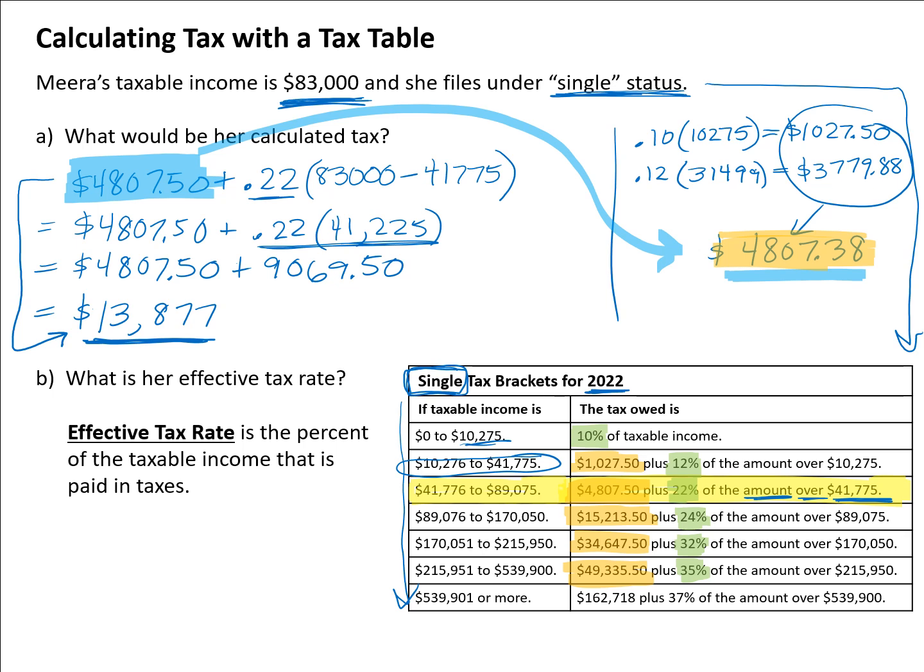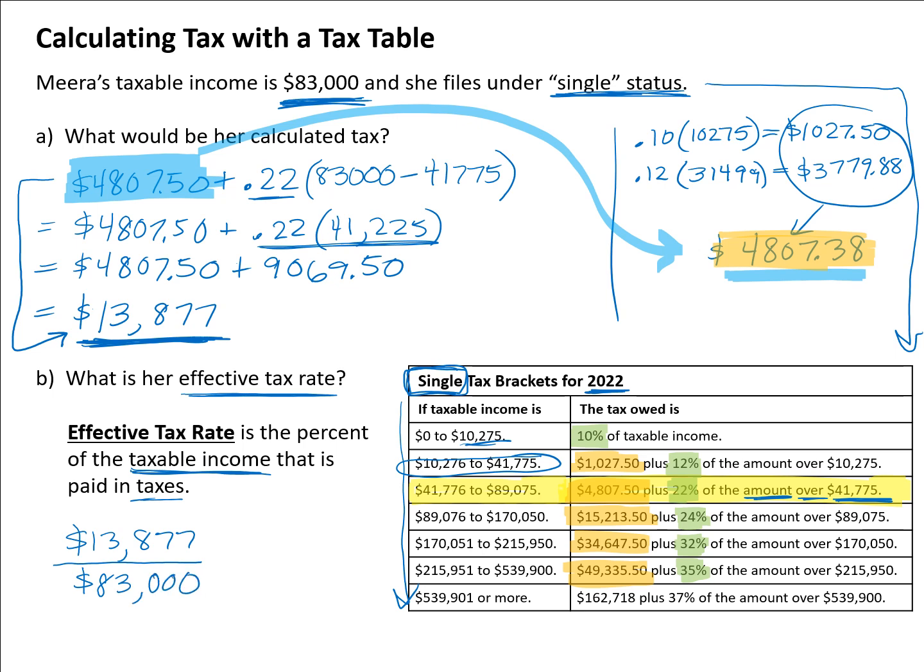So her tax that she owes during the year is $12,877. Oops, I said $12,000. It's $13,877. Sorry about that. Let's take a look at what her effective tax rate is. Now, the effective tax rate is the percent of her taxable income that is paid in taxes. So again, it's the percent of her taxable income that's paid in taxes. So her taxes were $13,877, and we want to know what percent of that relates to her taxable income. Her taxable income is $83,000.